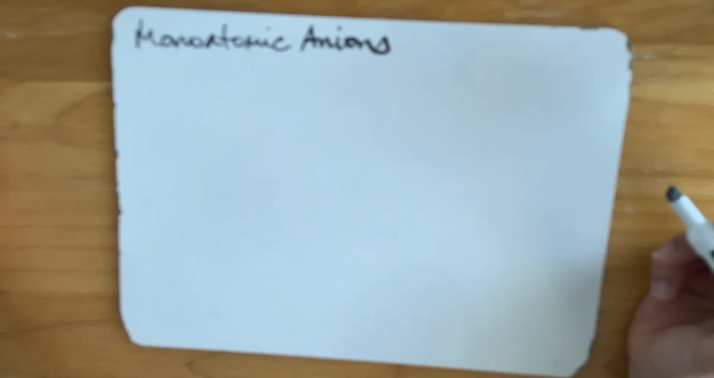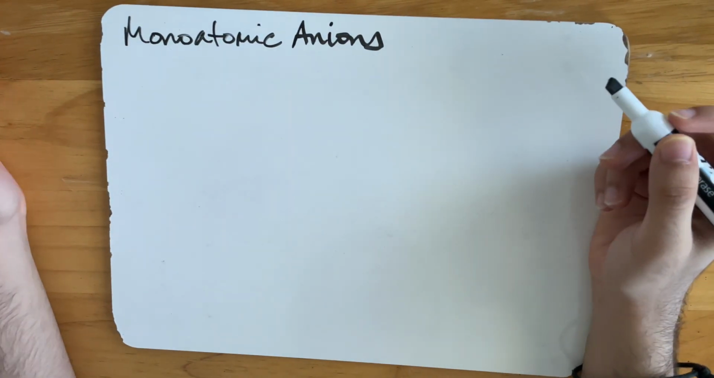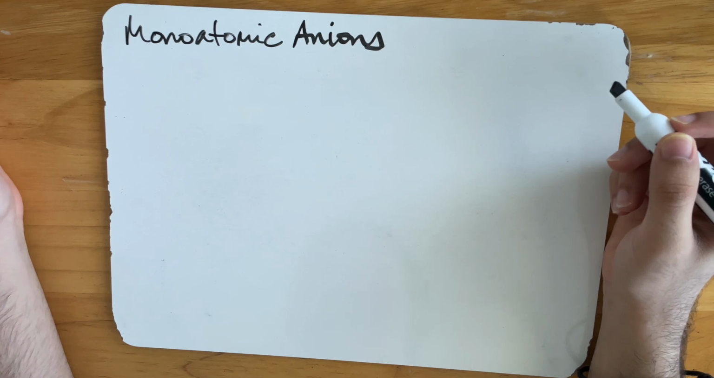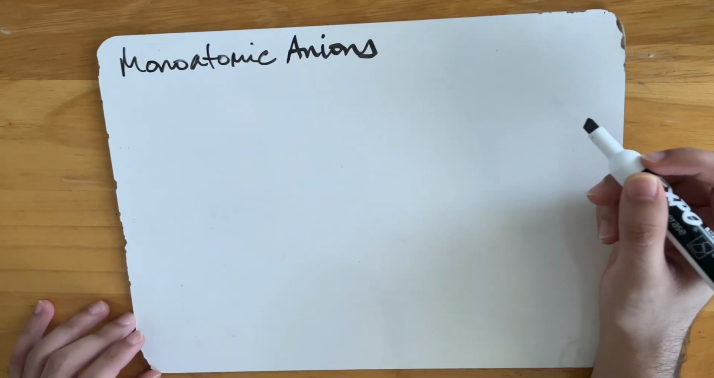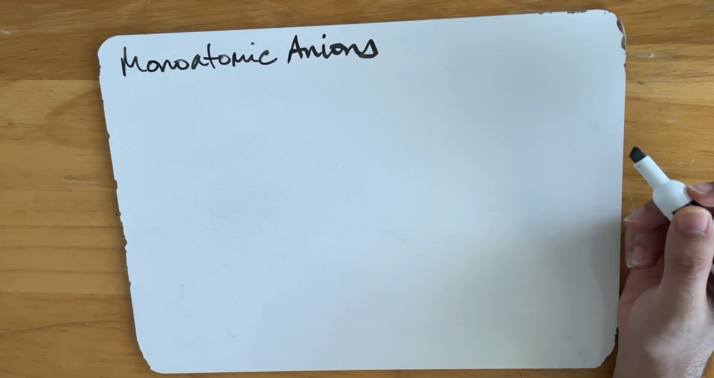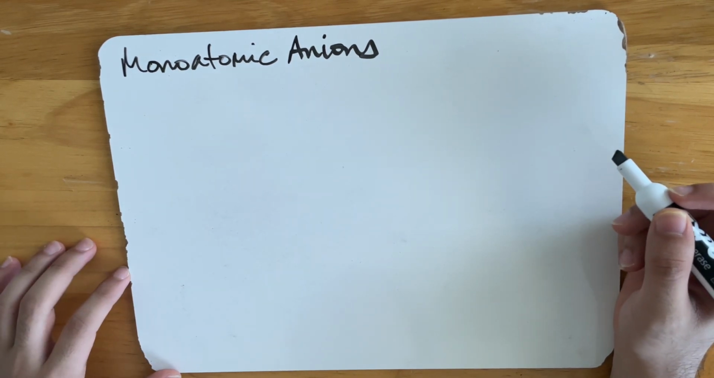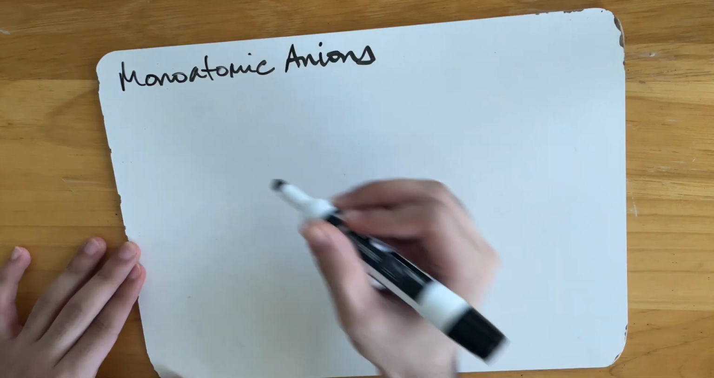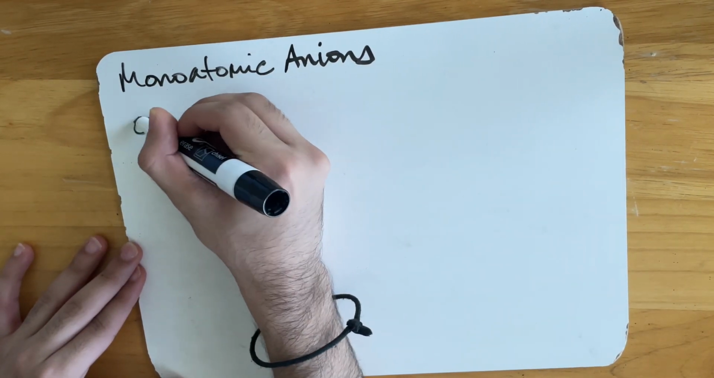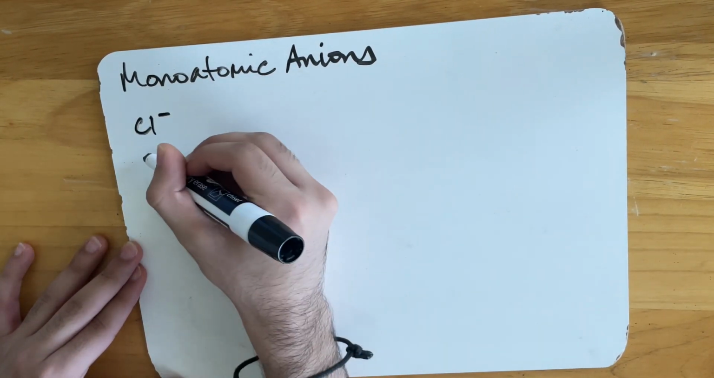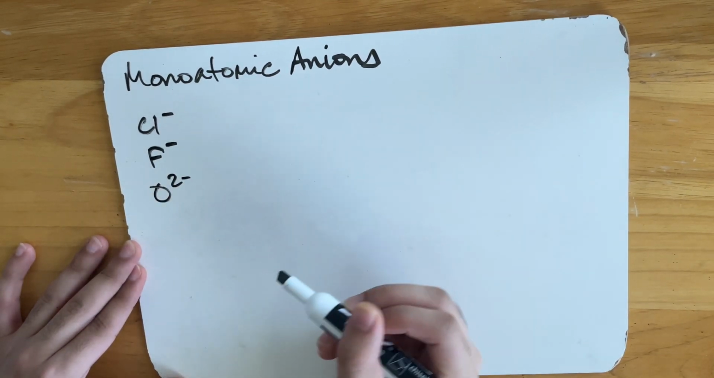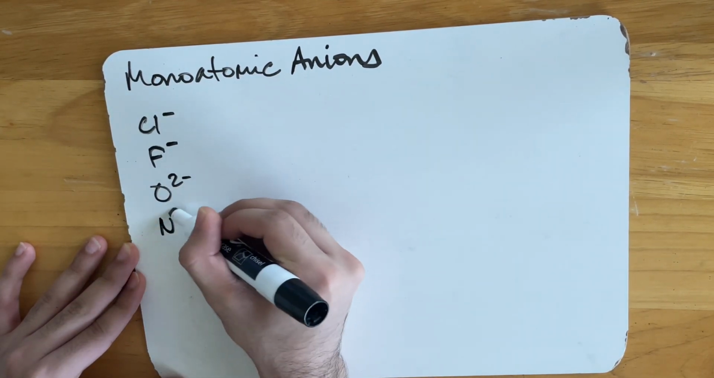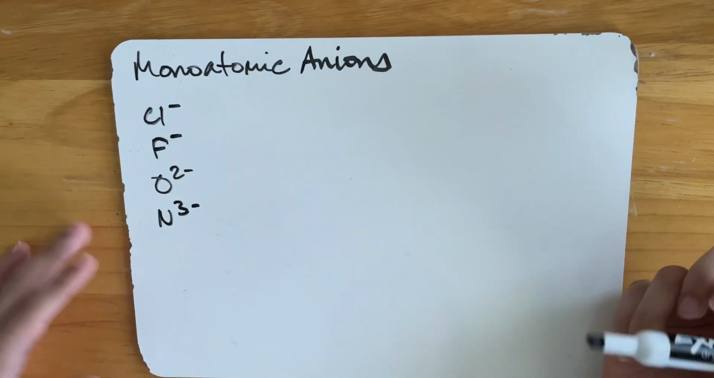When we name ionic compounds, it turns out that a lot of the time, the pain that comes from naming the compound actually comes from naming the anion. So that's why I'm here to hopefully help fix that by telling you about naming monoatomic anions. So things like Cl minus and F minus and O2 minus and N3 minus, things like that.